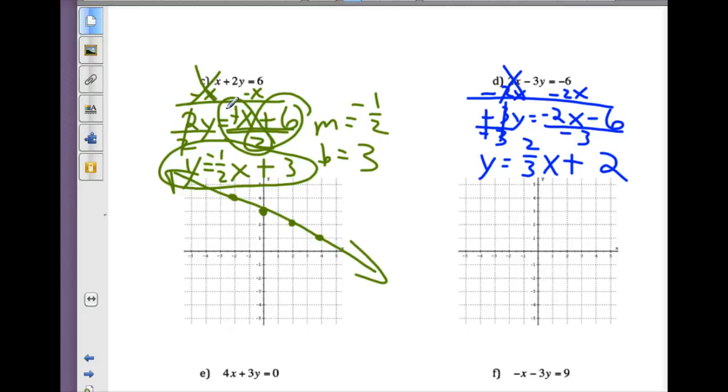Okay? So everybody jot down their slope and the y-intercept. You guys, on your homework, don't skip this step. Please, please, please. I know you see them right there, but jot them down. Graph it, go.